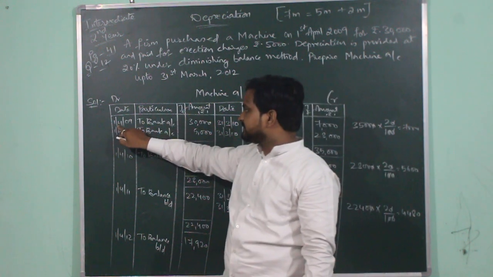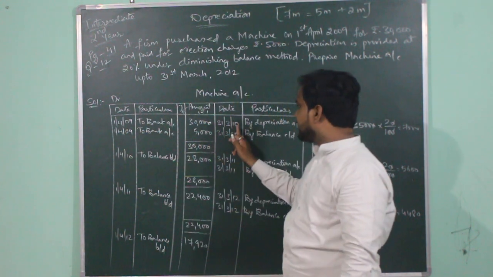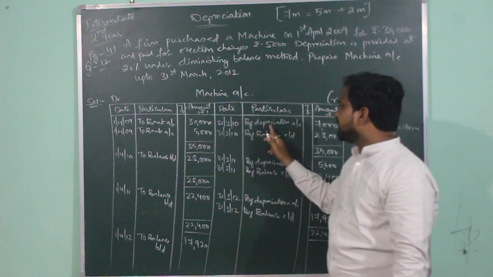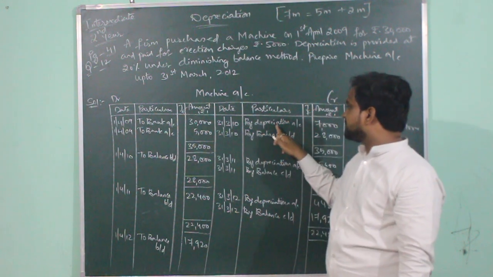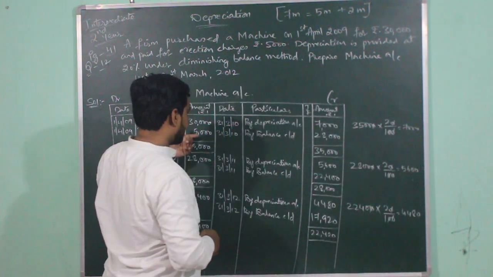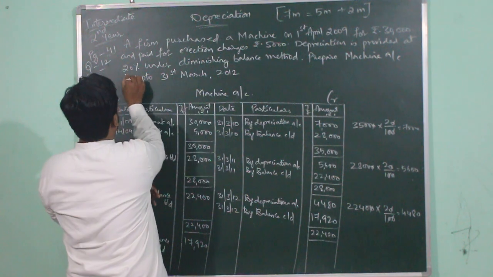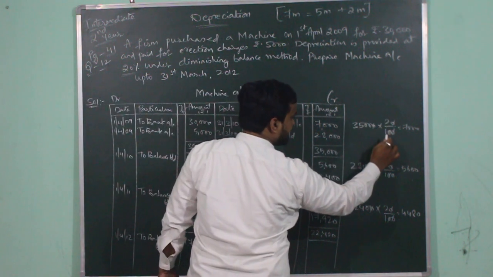This financial year, which starts on 1st April 2009, will end on 31st March 2010. At the end of the first year, the business is required to provide depreciation. Hence they will be providing depreciation, which is written as by depreciation account. What is the cost of the asset? 30,000 plus 5,000, 35,000. The rate of depreciation is given as 20%, so the calculation will be 35,000 into 20 divided by 100.